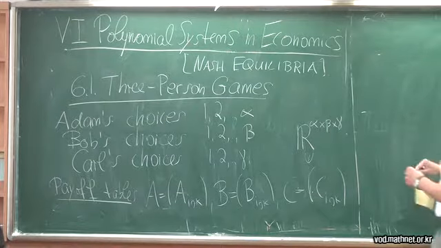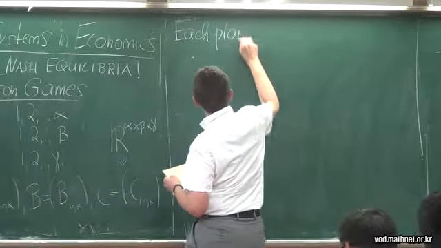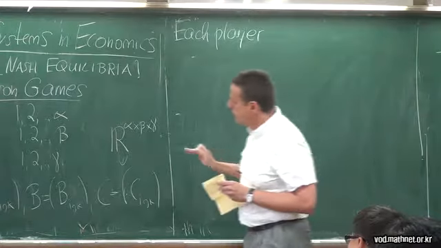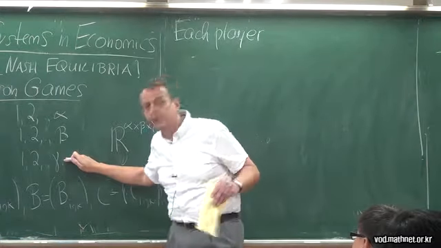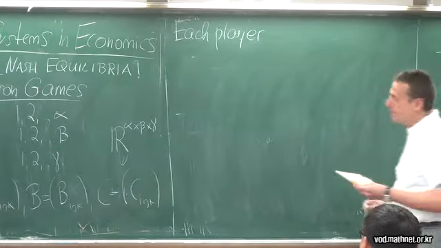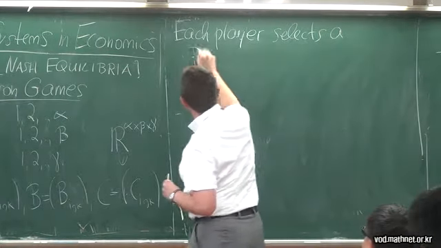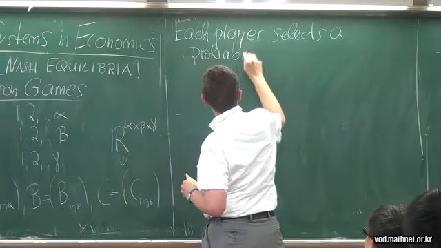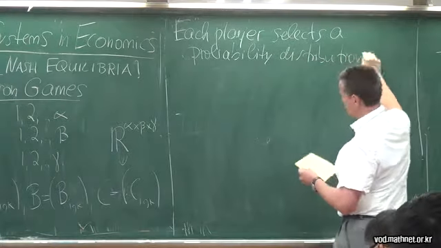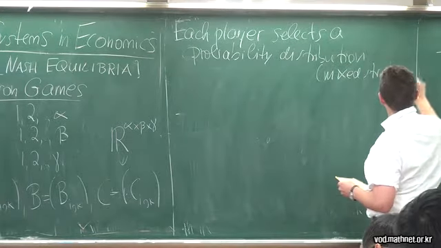Okay, now what are they going to do? Each player does not select a pure strategy. Picking a pure strategy means Carl chooses Susie, period. That would be a pure strategy. But in this game, we don't choose pure strategies. We're going to choose mixed strategies. So each player, just like in real life, selects a probability distribution on their own choices. This probability distribution is a mixed strategy.